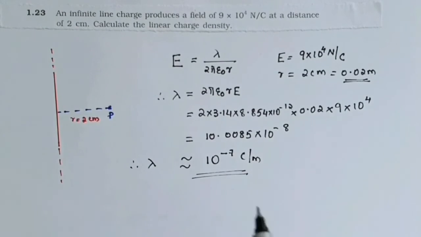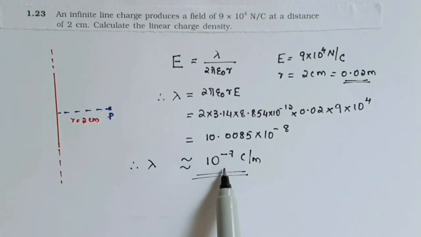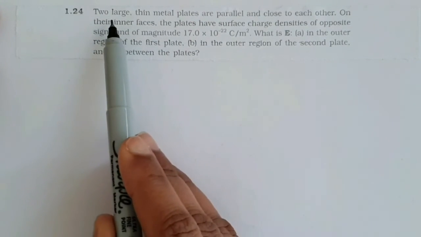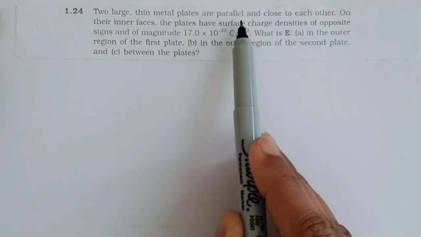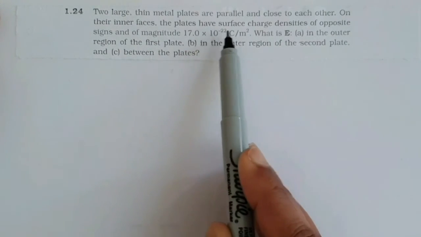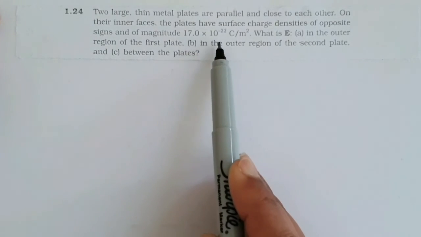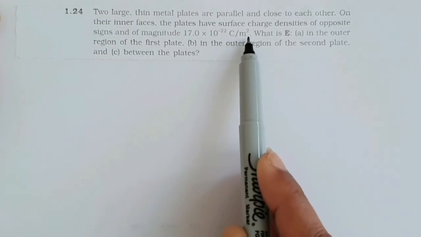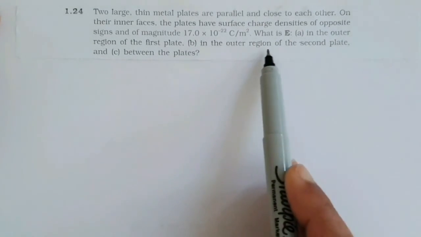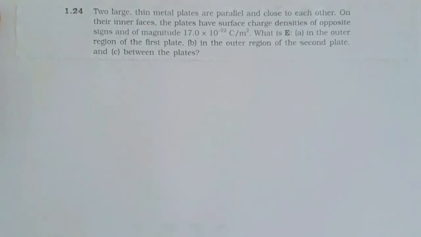Therefore, linear charge density for an infinite line charge lambda is equal to 10 raised to minus 7 coulomb per meter. Question number 24. Two large thin metal plates are parallel and close to each other. On their inner faces, the plates have surface charge densities of opposite signs and of magnitude 17 into 10 raised to minus 22 coulomb per meter square. What is E in the outer region of the first plate, B in the outer region of the second plate, and C between the plates?